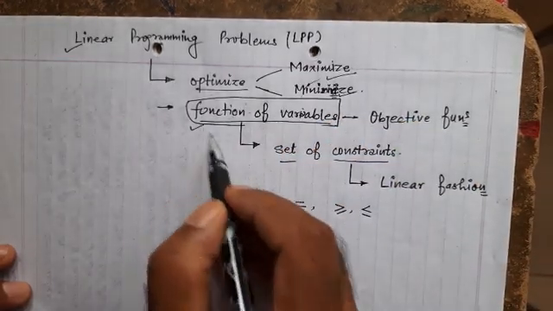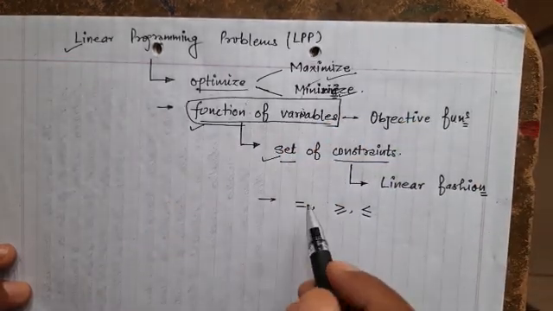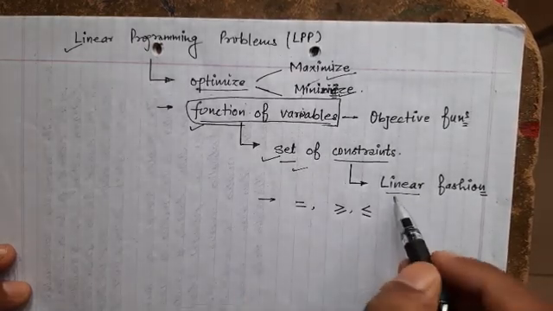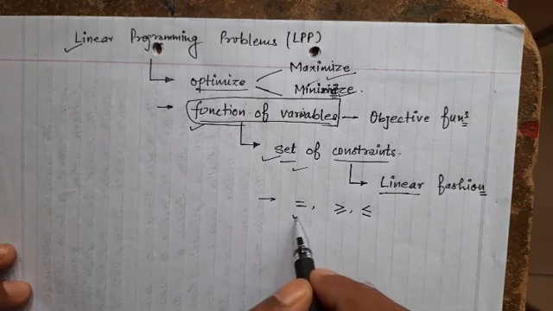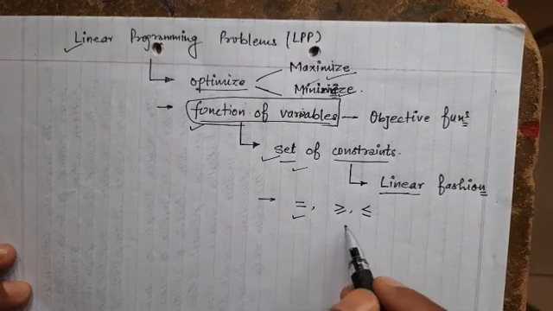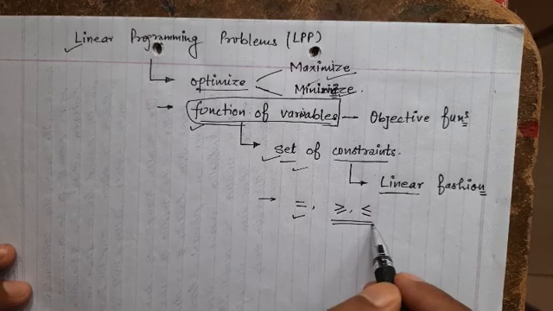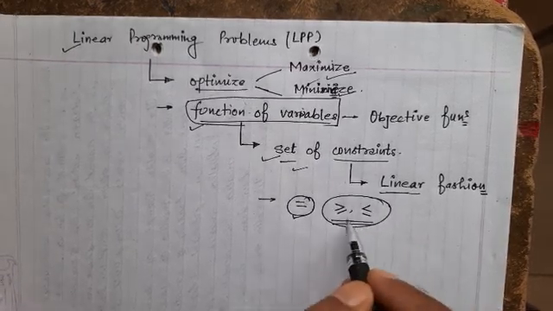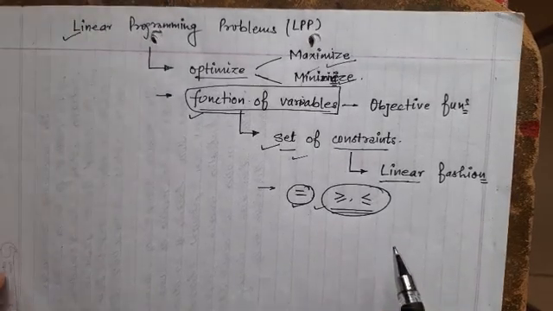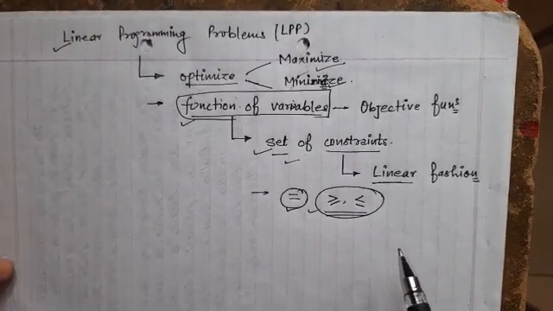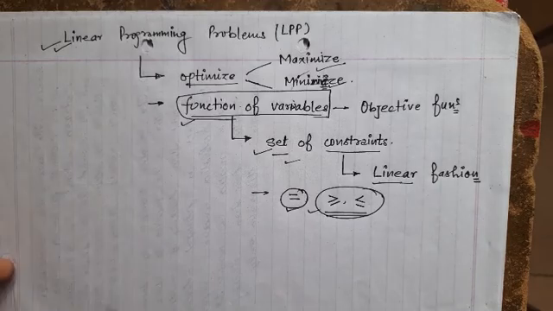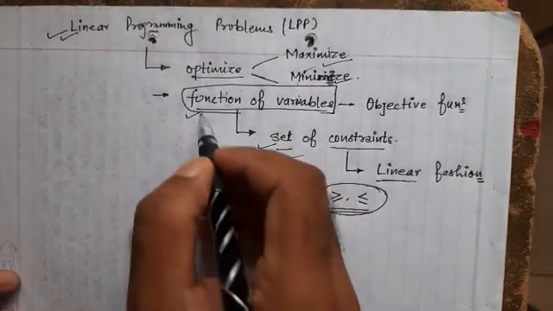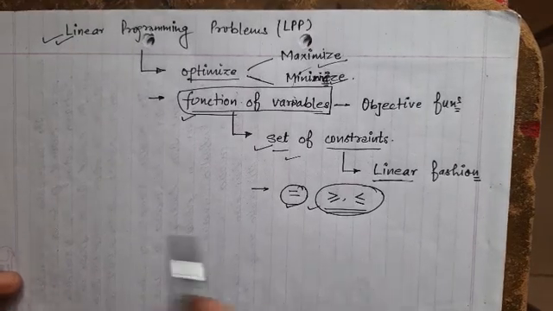And this function is subjected to some set of constraints, and these constraints are linearly related to each other, and they may be of equality or of inequality type. For inequality, we have two cases, greater than or equal to, or less than or equal to. So that is the basic definition of a linear programming problem. We will look through a problem to see how these terms are related to each other.